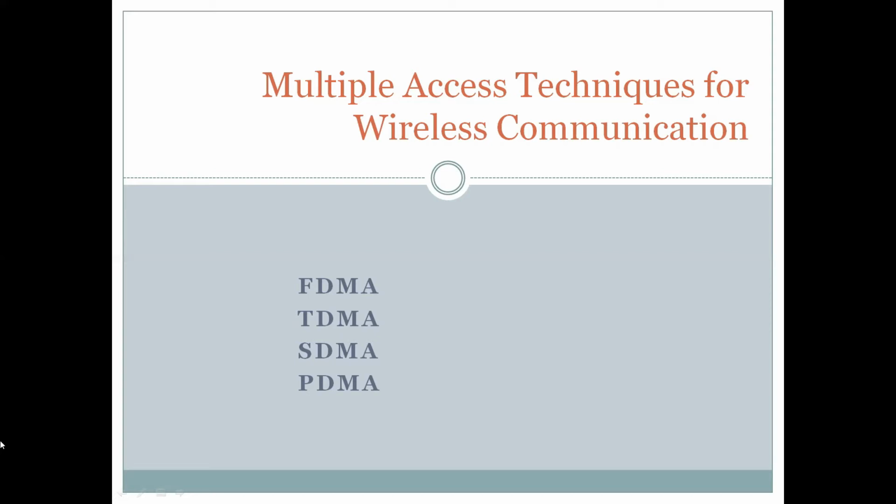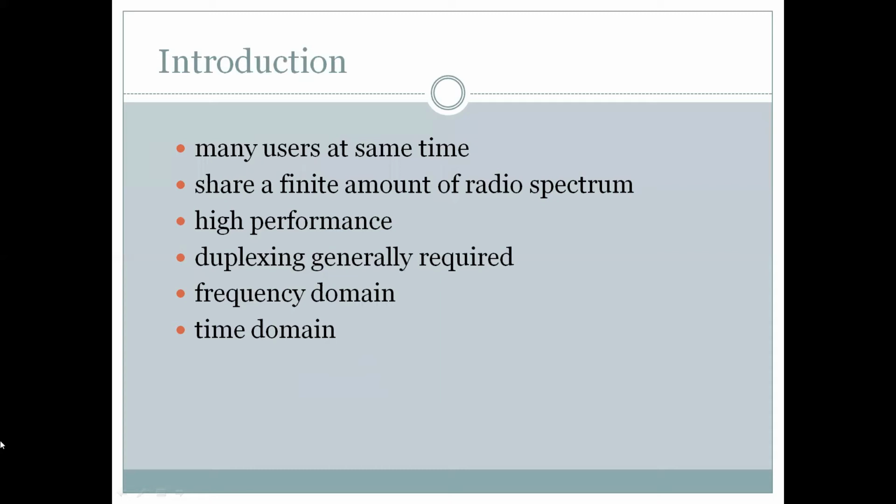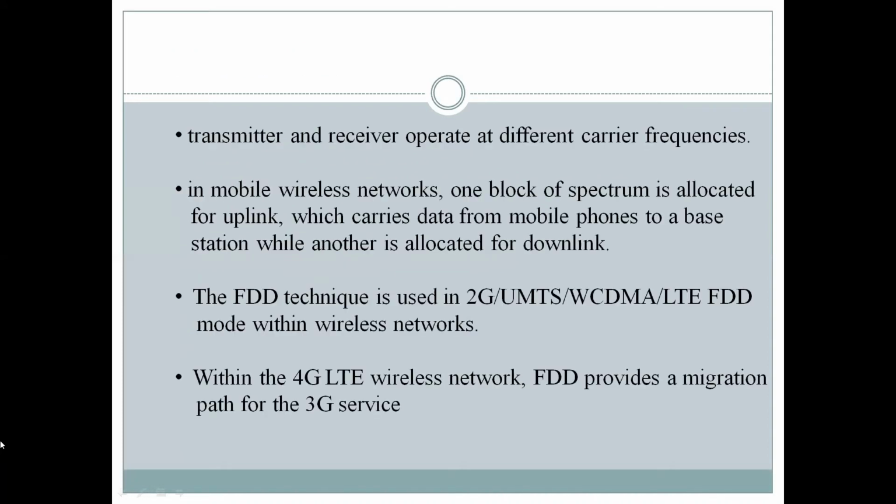and go on understanding how we make sure that resources are allocated in an efficient manner using these multiple access techniques. Now, any multiple access technique foresees that we are going to have many users at the same time, and we are required to share a finite amount of radio spectrum, which is a prized possession. It has to have high performance, and duplexing is generally required. And basically, it is done in the frequency domain, and it is also done in the time domain.